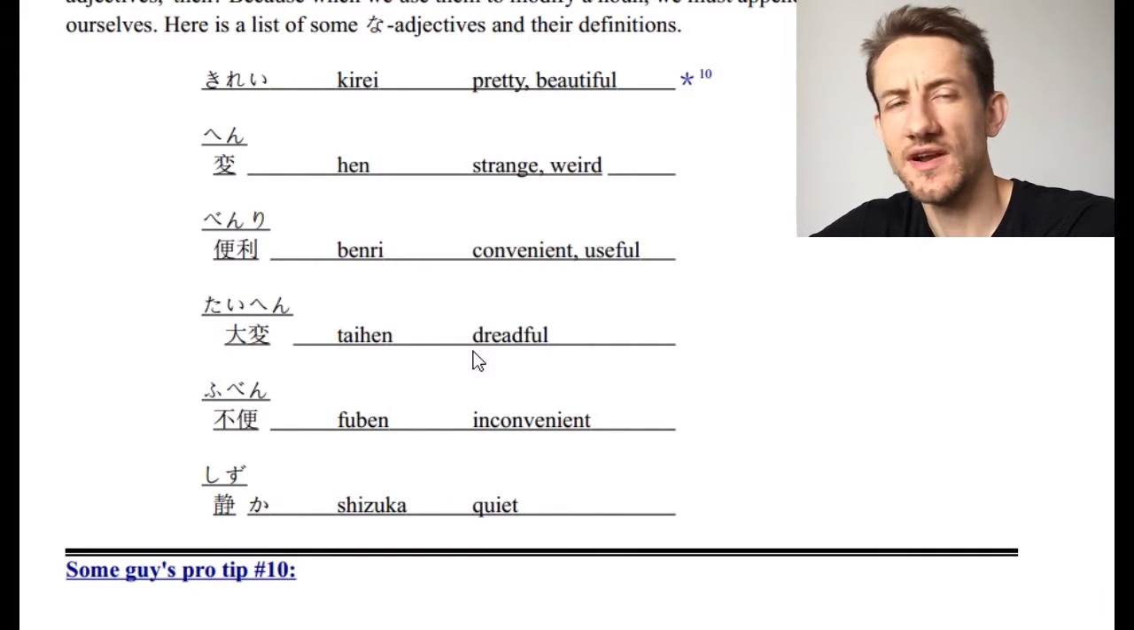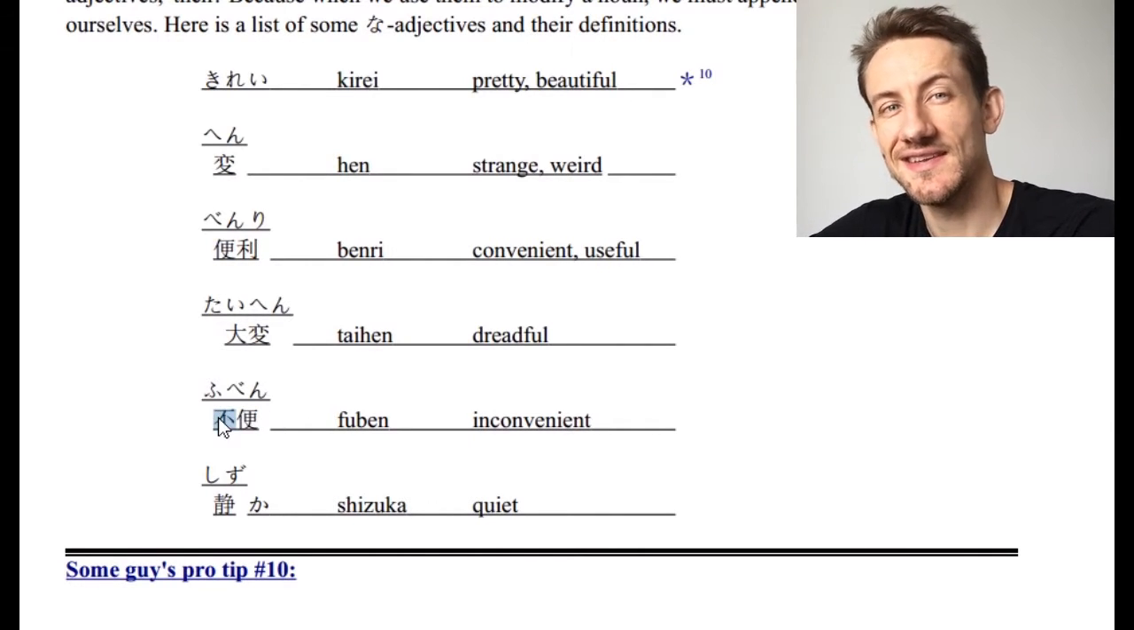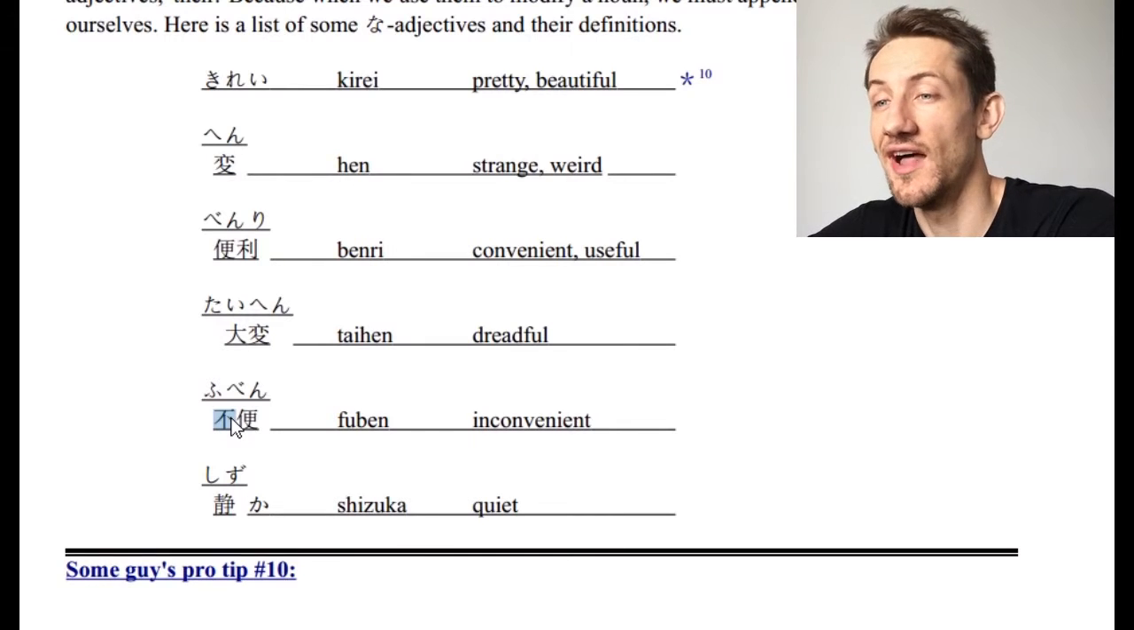Taihen, dreadful or really bad, really awful. Fuben, inconvenient. Please notice here we have benri, which means convenient, and fuben, which means inconvenient. The ben character is the exact same. So fu is a character that means not or no, kind of like in English how we have prefixes like im or un. So fuben means not convenient.